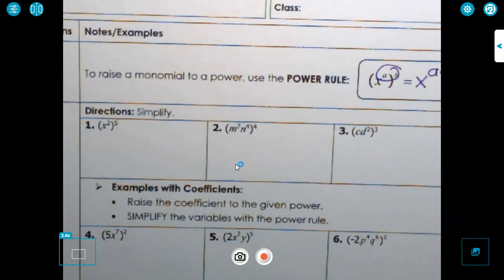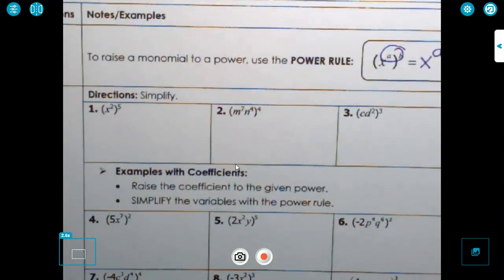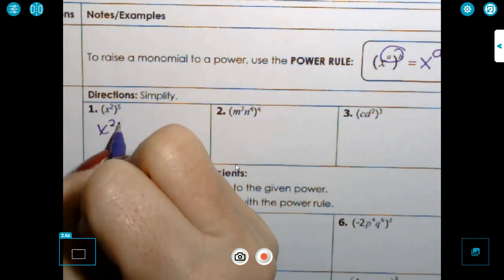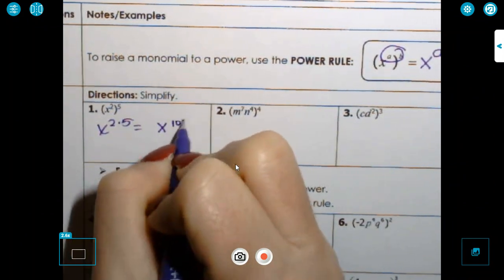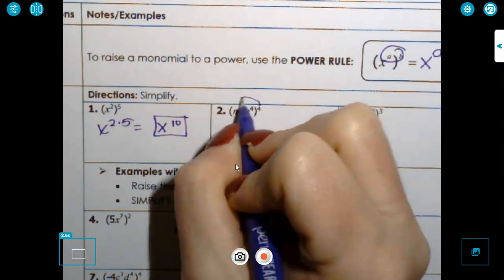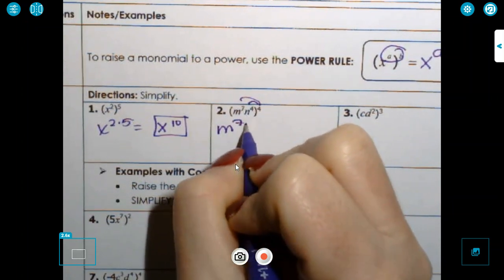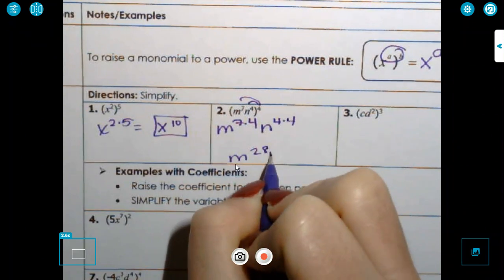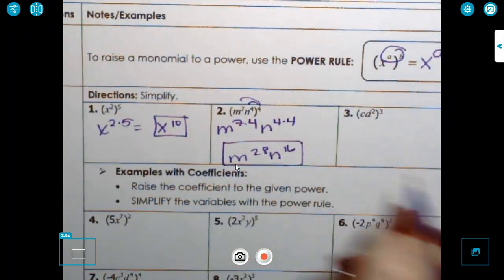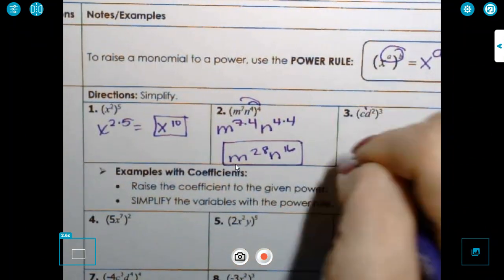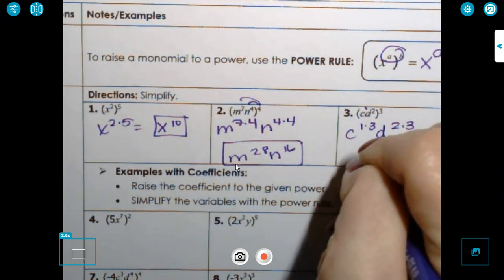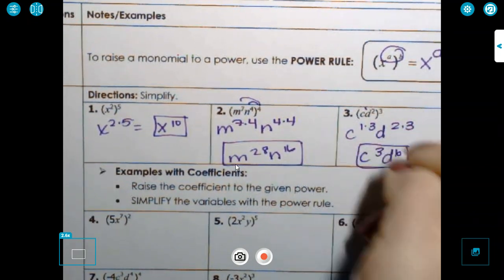Okay, so like right here, these first three are super easy. I'm going to write it out how you would do it. X to the 2 times 5 is x to the 10th. That's going to go to both. So that's going to be m to the 7 times 4 and n to the 4 times 4, which is m28 and n16. All right, and then this is c to the 1 times 3 and d to the 2 times 3, or c3 d6.